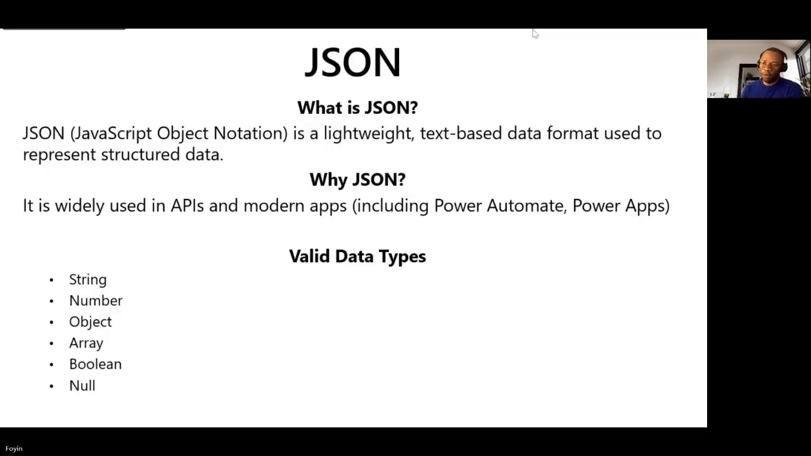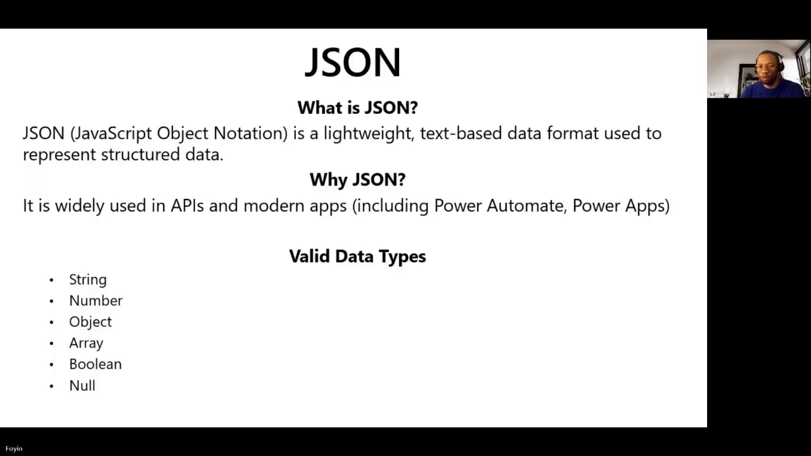So the other part I'm going to be talking about today is JSON. Some of you might have heard about JSON, or if you have not, it's JavaScript Object Notation. It's a lightweight text-based data format used to represent structured data. It's one of the most used ways of representing data in programming recently. Initially, XML was used, and it's still being used, but JSON is much more readable.